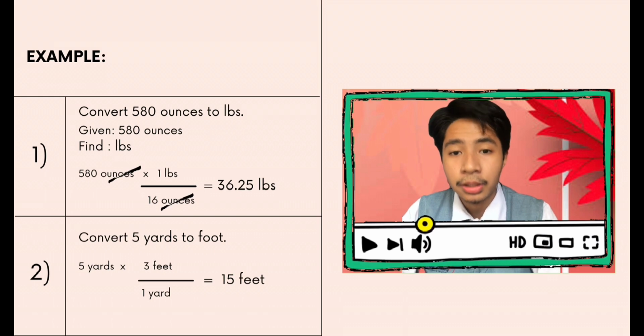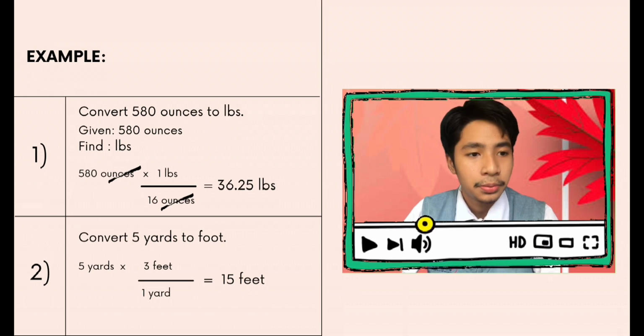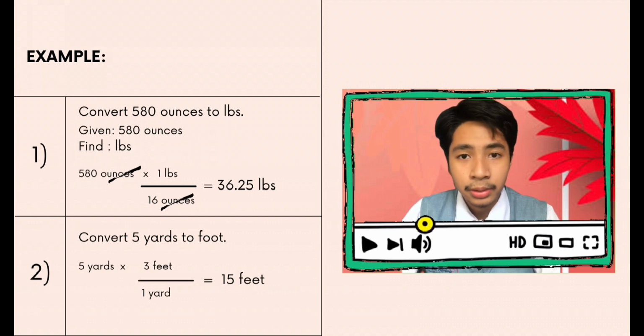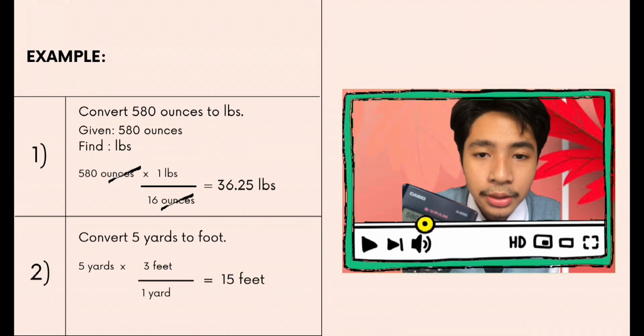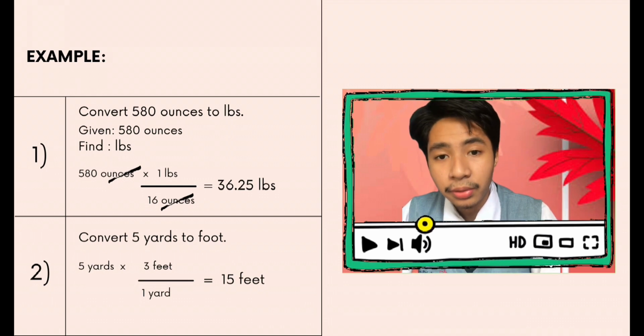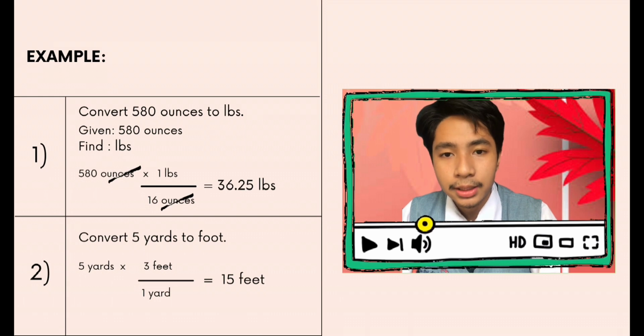Then solve it with your calculator. So 580 times 1 divided by 16, we'll have the answer of 36.25. So that will be the answer: 36.25 pounds or lbs.